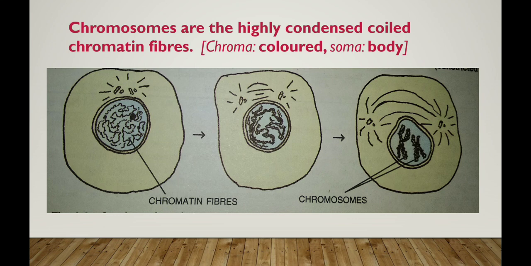Chromatin fibers are networks of thread-like structures present inside the nucleus. When a cell enters cell division, in the initial stage, that means during the prophase, these chromatin fibers get condensed and form a structure known as a chromosome. In one sentence, chromosomes are highly condensed, coiled chromatin fibers.